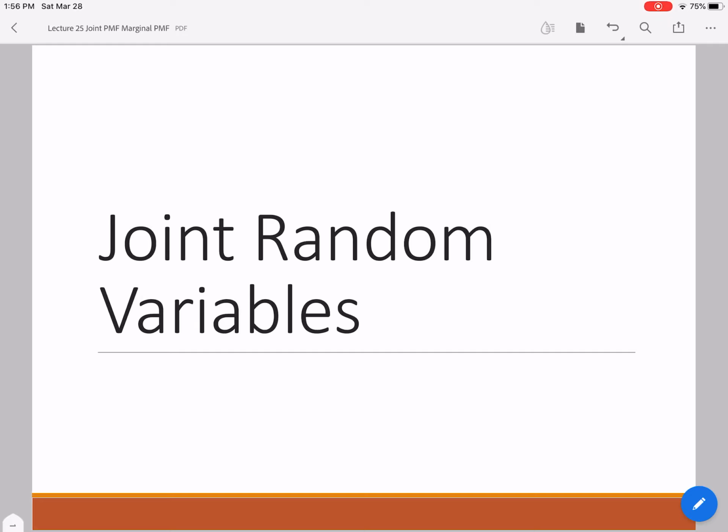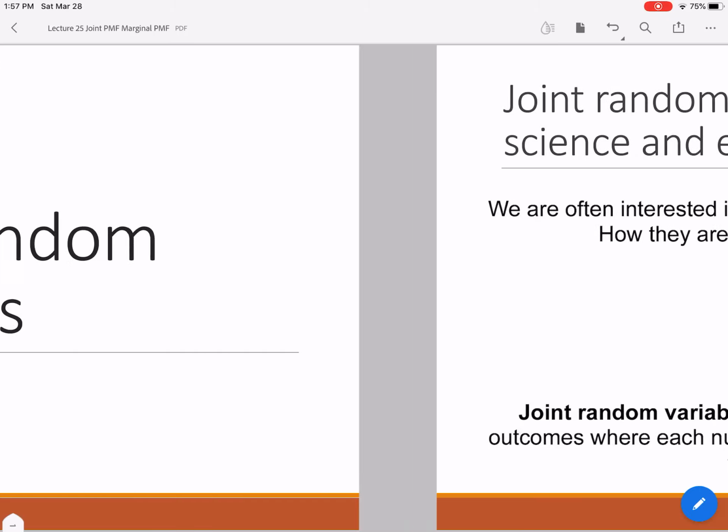In this lecturette, I'm going to discuss joint random variables. So far, our discussion in ECPE 127 has focused on a single random variable. But in science and engineering, oftentimes we work with multiple random variables together to explain a phenomenon.